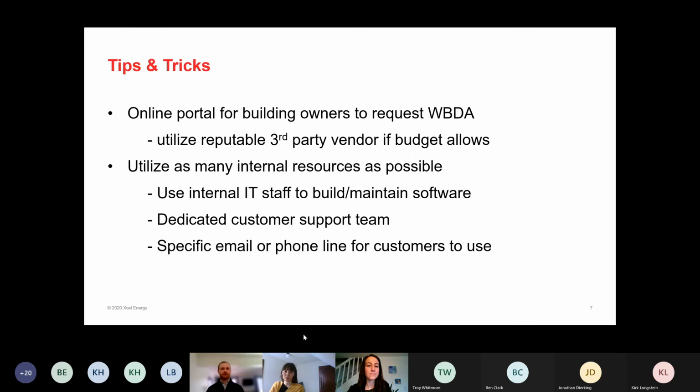And then having a specific email or phone line for customers to use. Xcel Energy has quite a few general phone lines you can call to get support, but we do have a specific email inbox where you get direct access to our benchmarking team. It definitely makes a massive difference for our customers to be able to just reach out to someone who knows the system, who can immediately go in and take a look at what's going on, answer a question, or send over a user guide if customers are getting stuck along the process. So I highly would recommend at least an email that you can specifically utilize for benchmarking purposes.